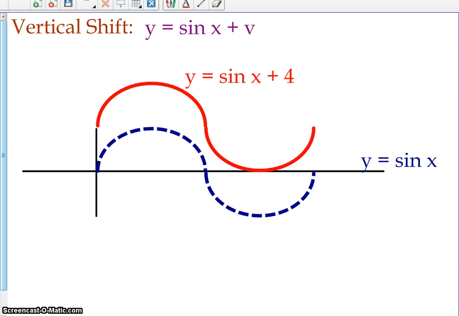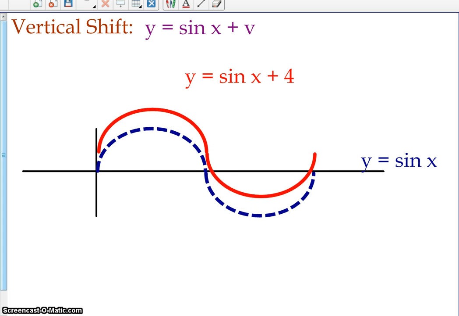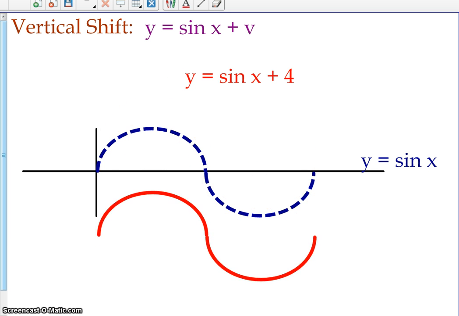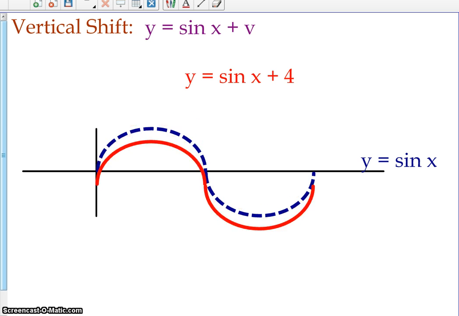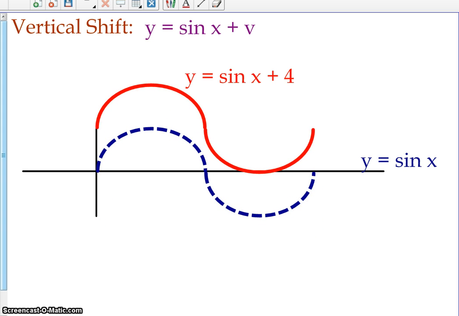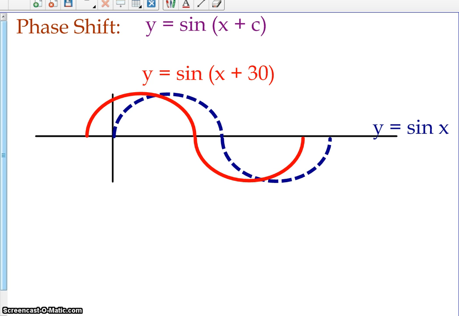Next thing we're talking about is a vertical shift. A vertical shift like that +4 would actually move it 4 units higher. So a vertical shift could be higher, a vertical shift could be lower. Amplitude is an absolute value, so it could only be positive, but vertical shift can be positive or negative.